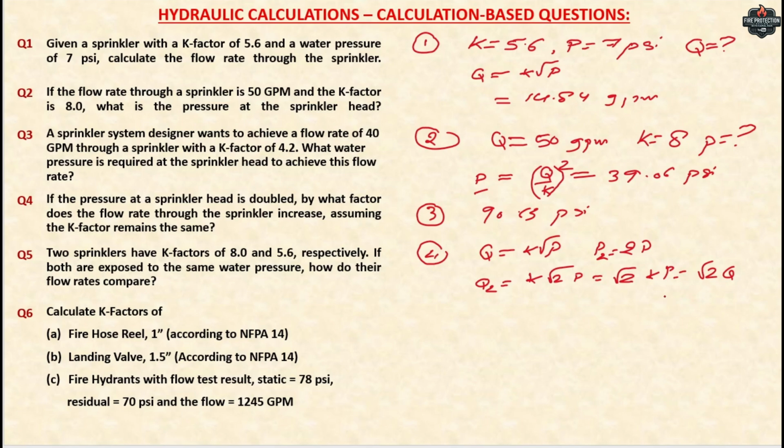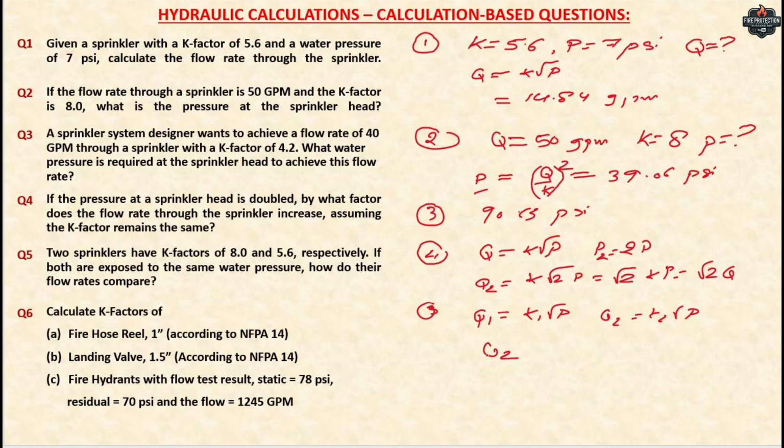That means the flow rate will increase by the square root of 2. Okay, now the next. Two sprinklers having K factor 8 and 5.6 respectively. If both are exposed to the same water pressure, how will their flow rates compare? Just compare the flow rates. This is question number 5, sorry, 5th. So you can write Q1 is equal to K1 root of P, and then Q2 is equal to K2 root of P.